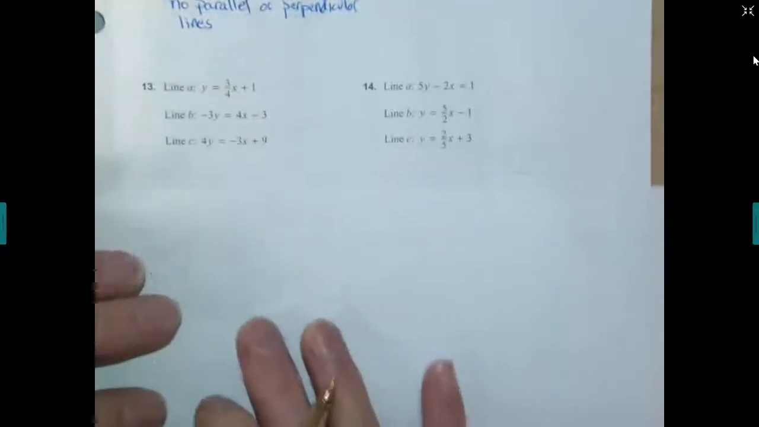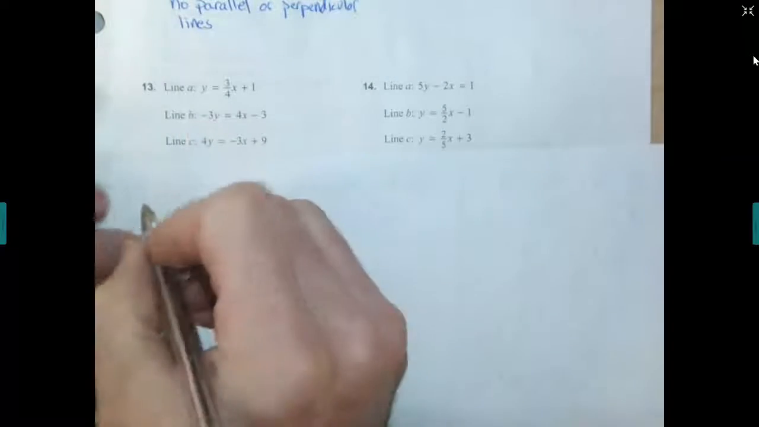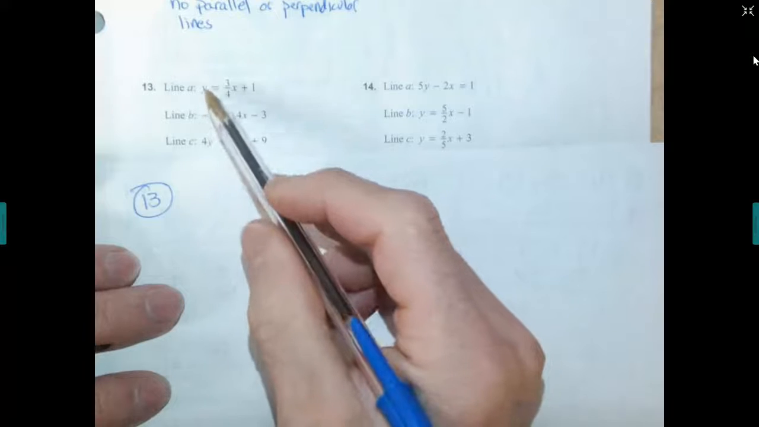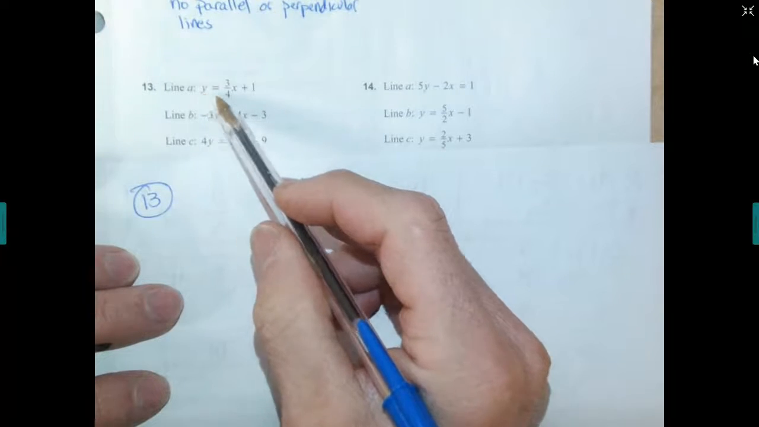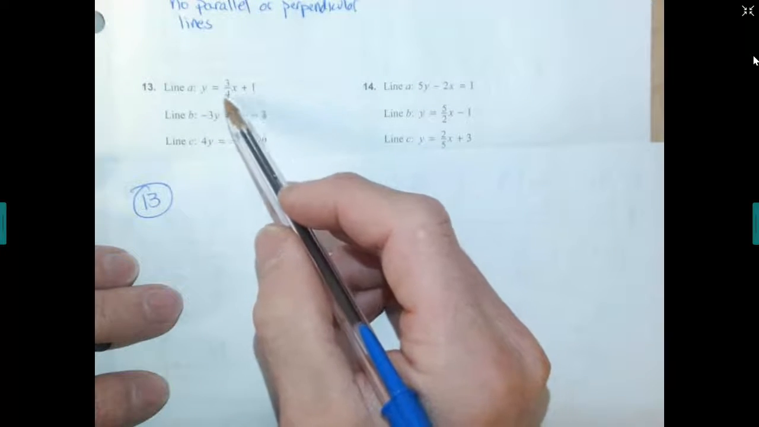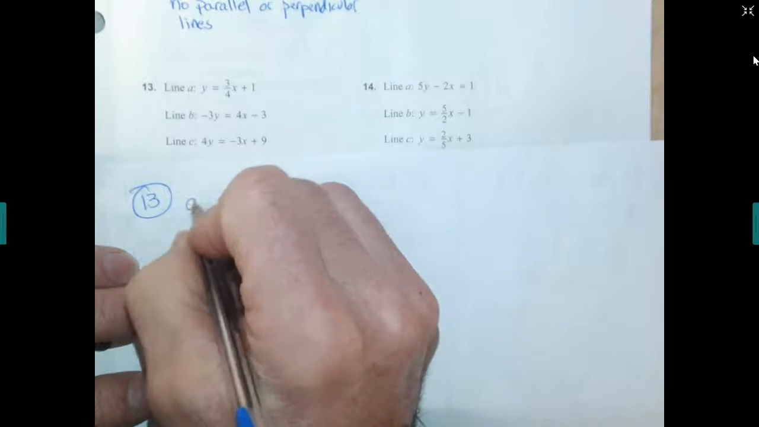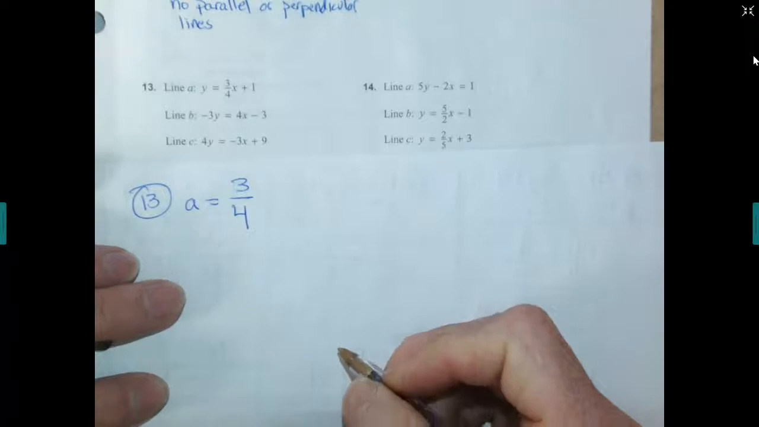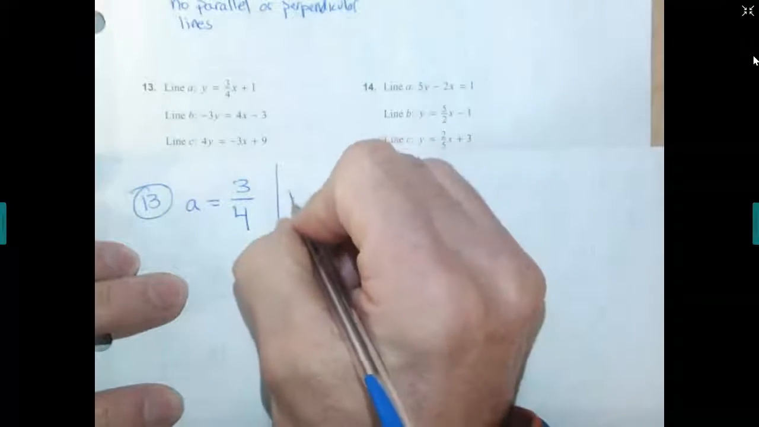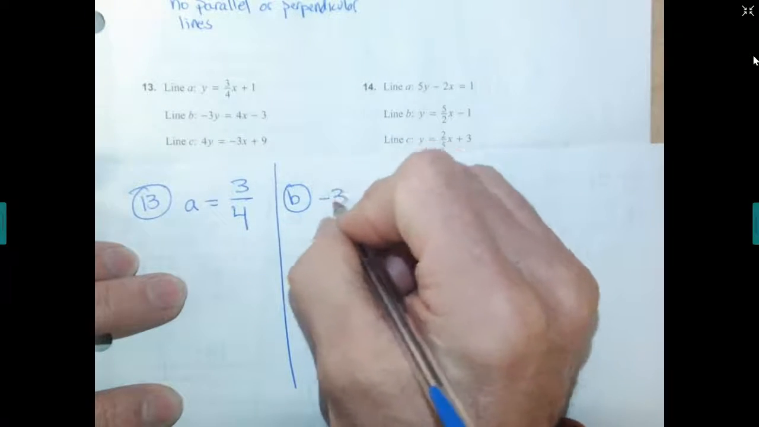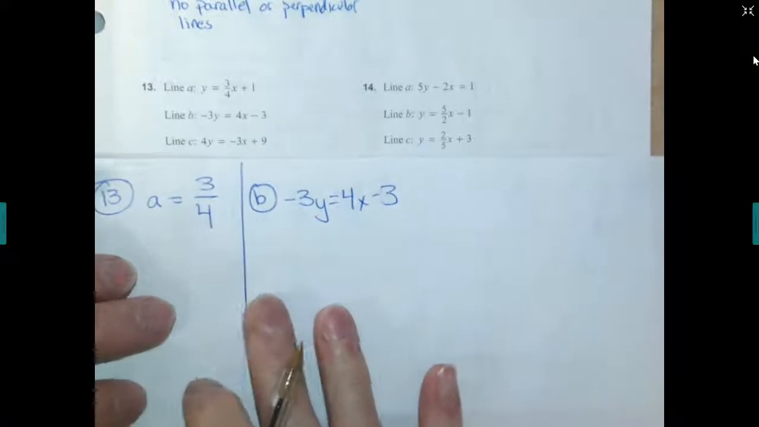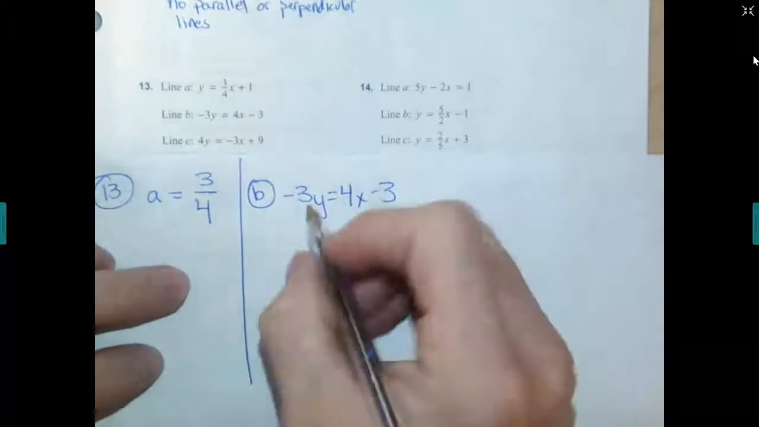All right. Number 13. So here we have three lines, and this one is already written in point slope form. So I know my slope. So line A has a slope of 3/4. I don't have to do anything to that to find its slope. Line B, negative 3y equals 4x minus 3. Well, this one is not written in point slope form yet.